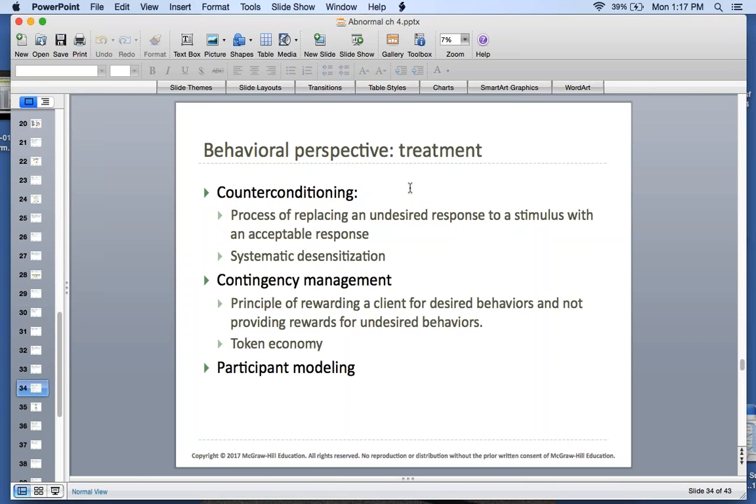We also have counter conditioning, which is the process of replacing an undesired response to a stimulus with an acceptable response. Okay. We also have something called systematic desensitization. Now, systematic desensitization is actually used quite often. We will talk about this more when we talk about anxiety and obsessive compulsive disorders. But the idea is, let me give you an example.